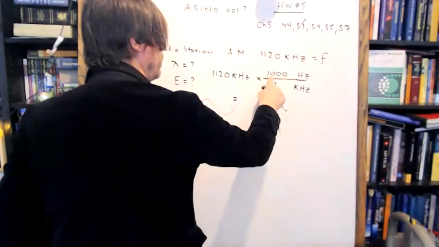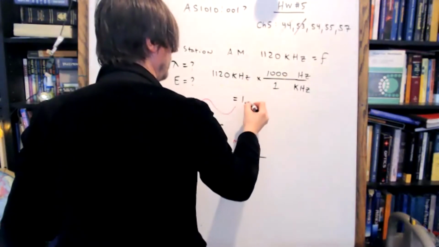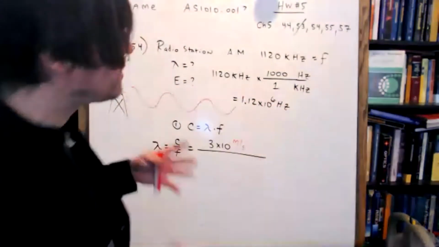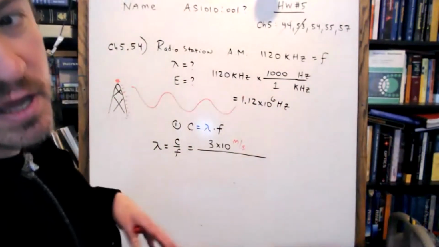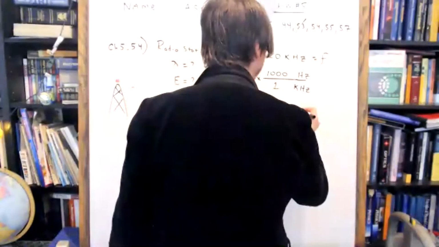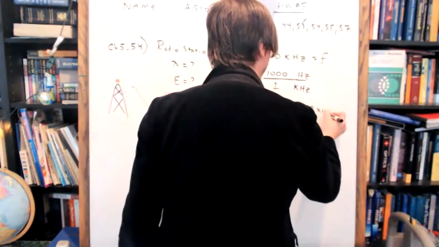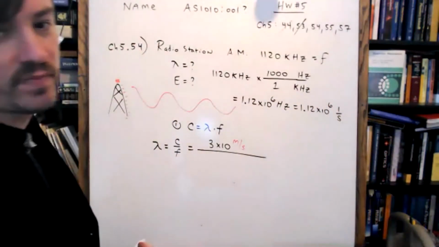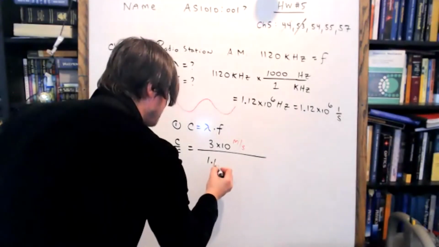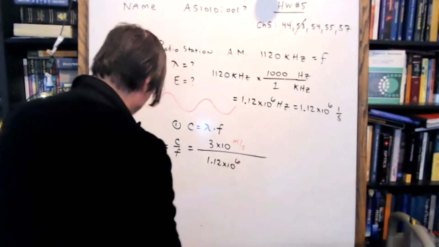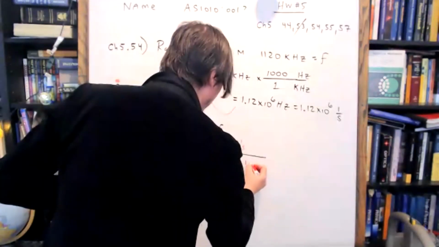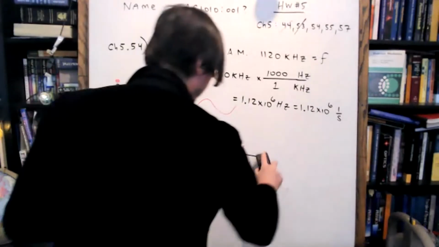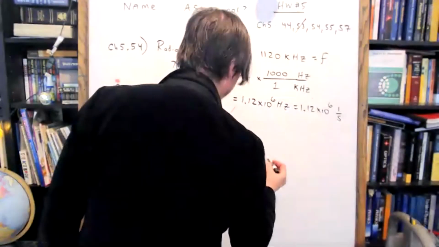Sorry, 1.12 times 10 to the 6th. Excellent. Now, that's 1.12 million hertz. But remember, in today's class, we learned that that's also the same as 1.12 million cycles per second, or per seconds. And that's what I'm going to put into my equation, because now I can balance my units properly. Punch them up. You can keep 3 sig figs if you'd like.